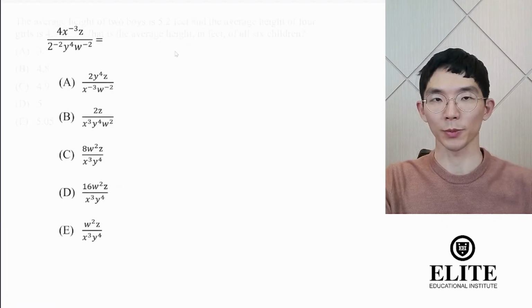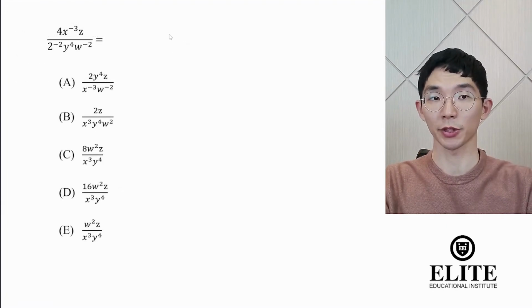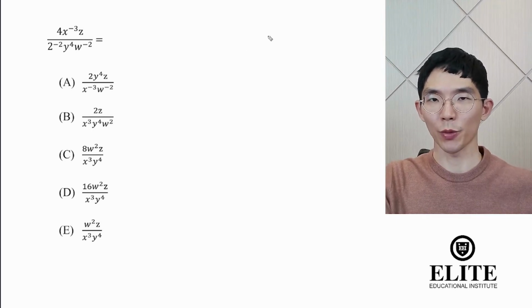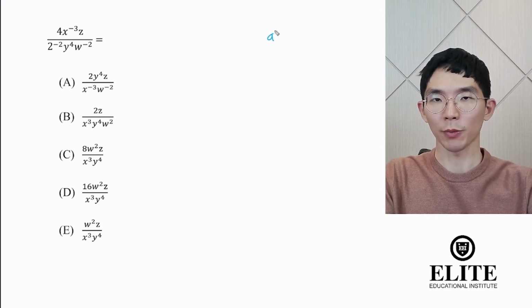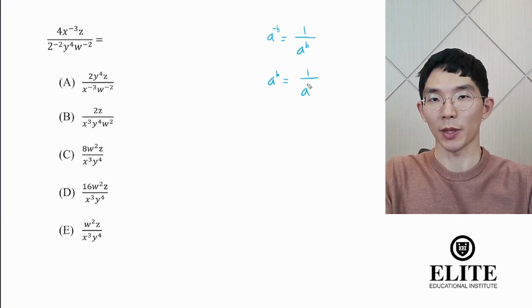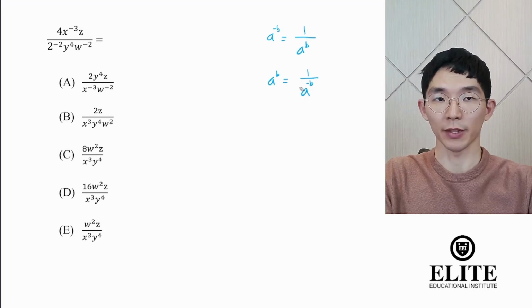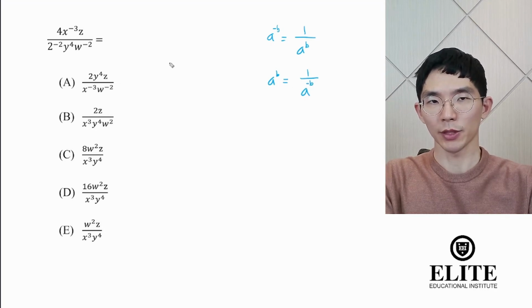On to the next problem. So the next problem involves exponential expressions. What do we know about exponential expressions? What do we know about the powers? We know a to the power of negative b is the same thing as 1 over a to the power of b. Vice versa, a to the power of b can be represented as 1 over a to the power of negative b. So let's see if we can simplify this.